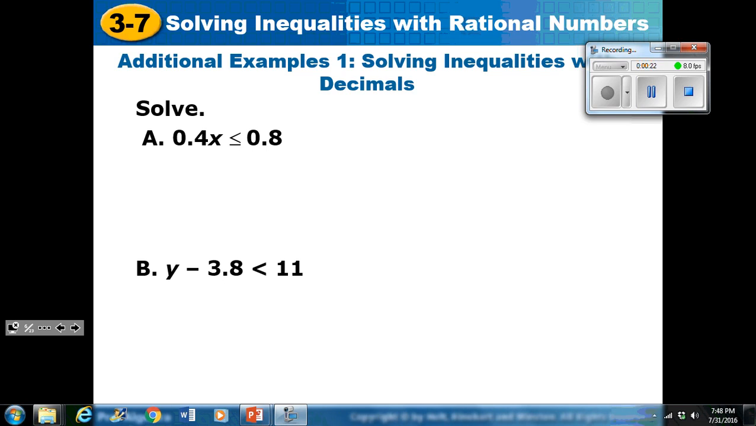Okay, so we're going to try to get x by itself. It's been multiplied by 0.4, so we're going to divide both sides by 0.4. 0.4 divided by 0.4 makes 1, or 1x, which is just x. Bring down the less than or equal to, and then you have to evaluate 0.8 divided by 0.4. Again, I'm not going to work on the computation with you right now, but that equals 2. So our answer is x is less than or equal to 2.